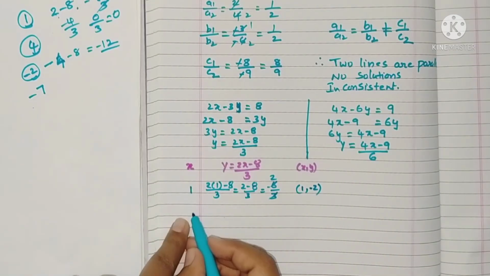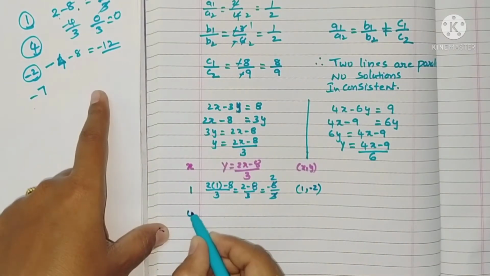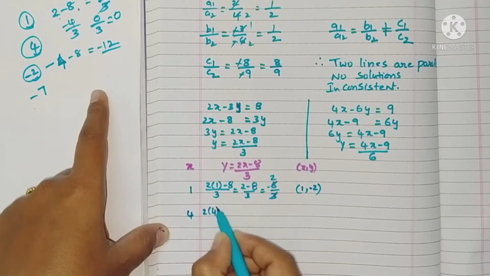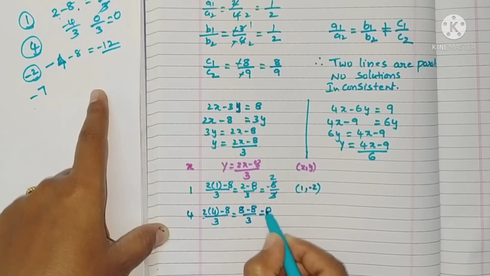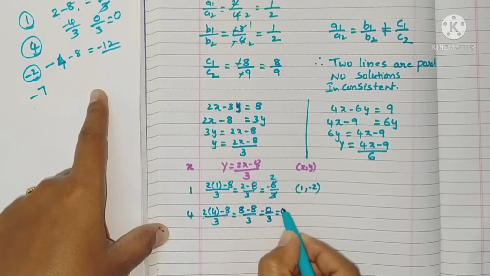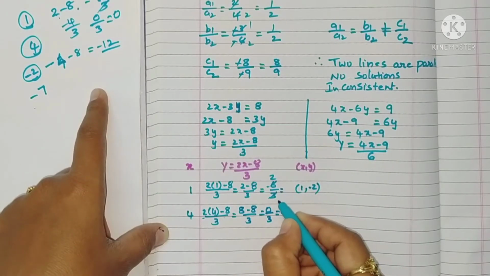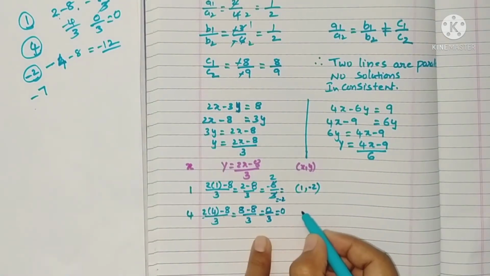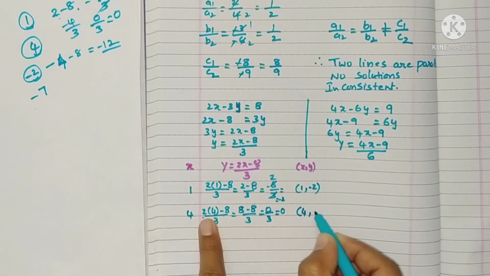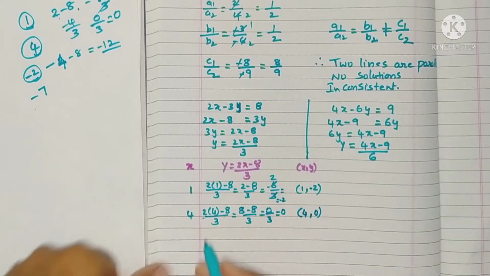Similarly, next we can take 4. 2 into 4 minus 8 by 3. 2 fours are 8. 8 minus 8 by 3. 8 minus 8 is 0 na. So 0 by 3, 0 only. Here minus 2. So x value 4, y value 0.